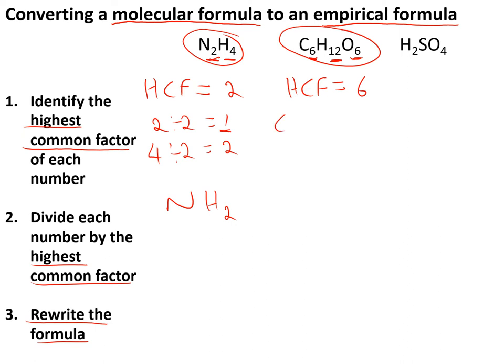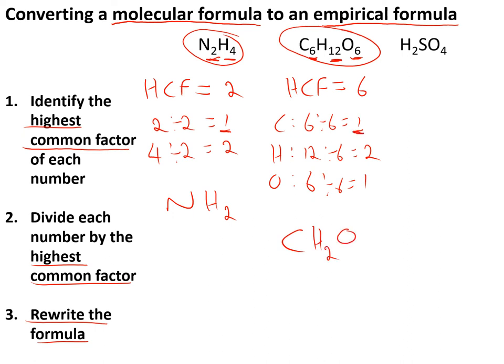So for carbon, I'm going to do 6 divided by 6 equals 1. For hydrogen, I'm going to do 12 divided by 6 equals 2. And for oxygen, I'm going to do 6 divided by 6 equals 1. So my empirical formula, rewriting that formula, is going to be CH2O. And again, just a reminder that because the C and the O are both ones, we don't put a number in the equation.